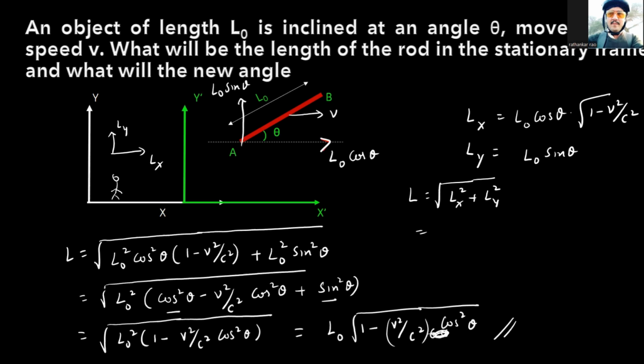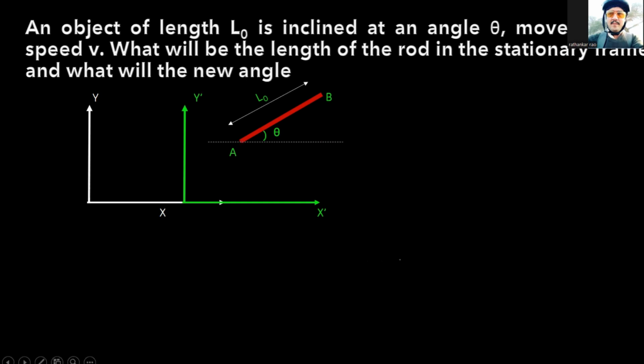So as you observe, when the value of v increases, definitely the value of L will start decreasing. This is the length contraction being seen. Okay, now let us move on to the next one. Now what's the first part? The first part of it is what will be the length of the rod. We already addressed this part.